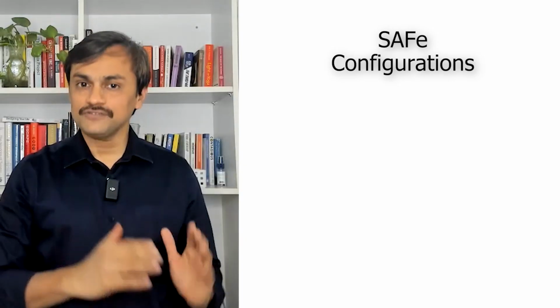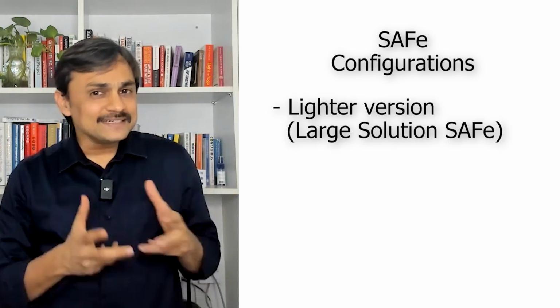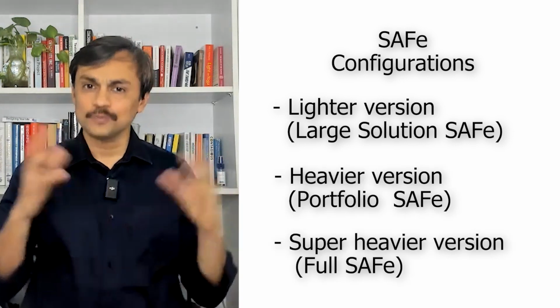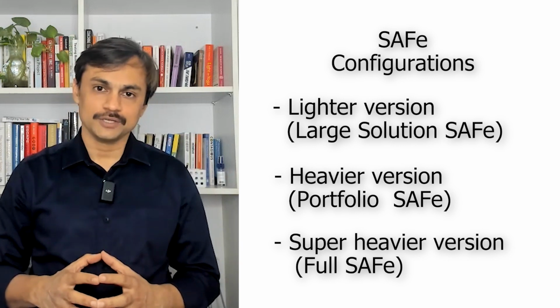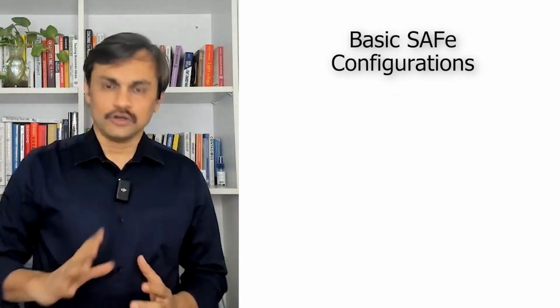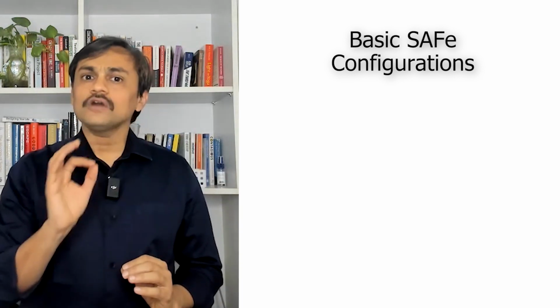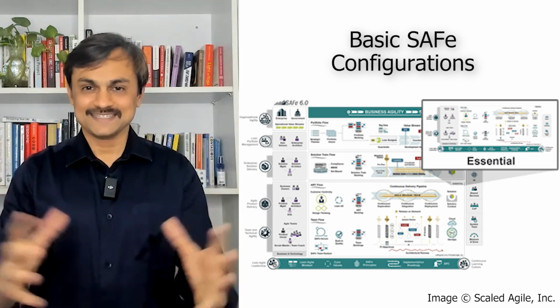Now, Scaled Agile will say, yes, you can use it. We have different configurations of SAFe. In a way, you can say you have a lighter version, a little heavier version, a super heavy version. That is how you can understand these configurations. So what is the basic configuration? Before that, I can't even say that I'm using SAFe. The basic configuration of SAFe is called Essential SAFe, because it is essential.